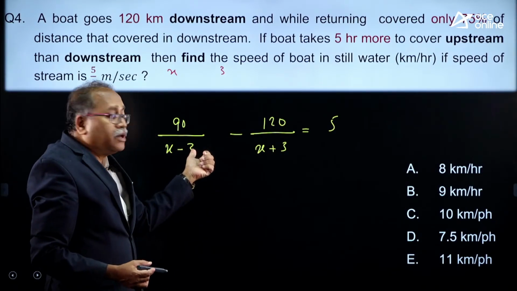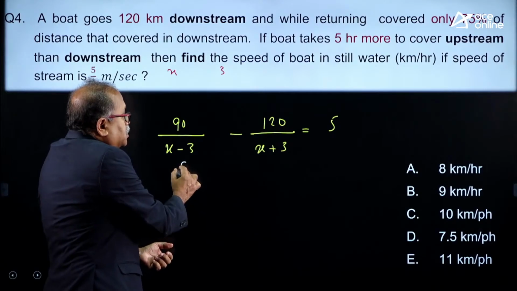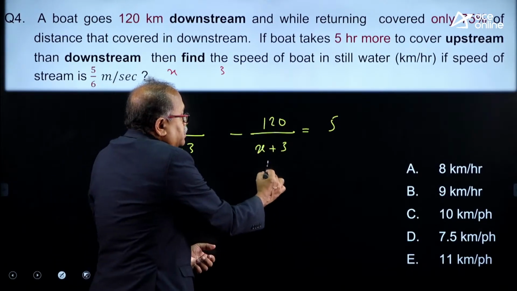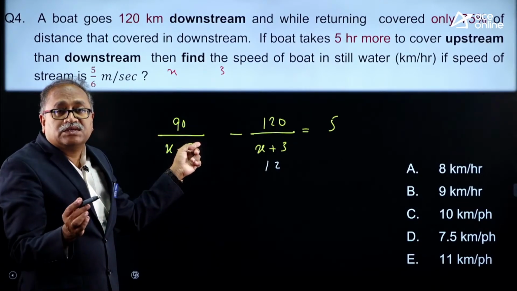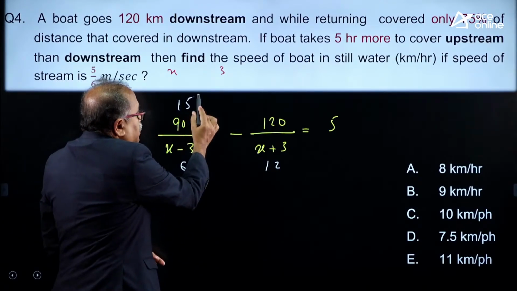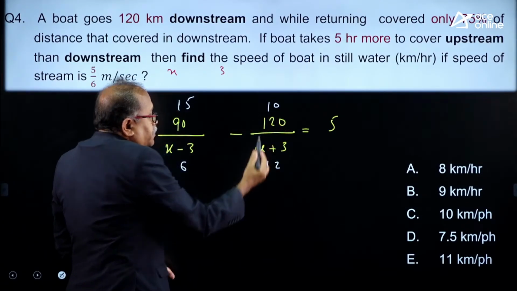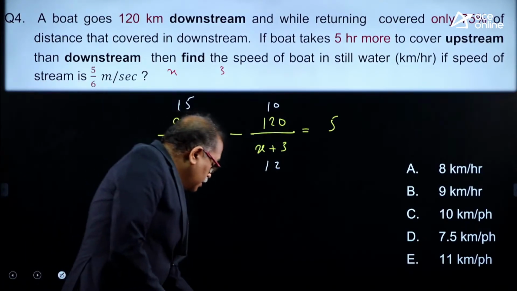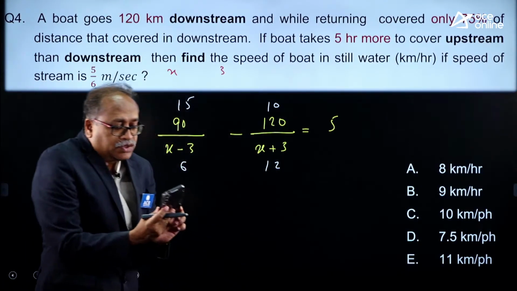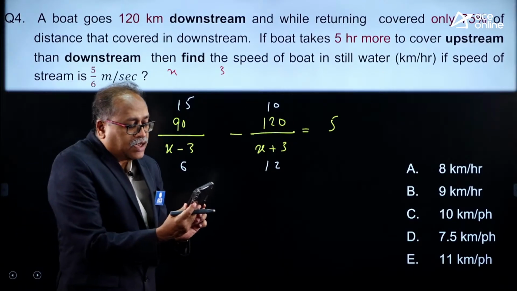So, that is 9 minus 3, which is 6, and 9 plus 3, which is 12. If I divide this one, then I know 15 times 6 is 90. So, this is 15 and this is 10. So, 15 minus 10, yes, option B satisfies. Yes, yes. So, 9 is the answer.